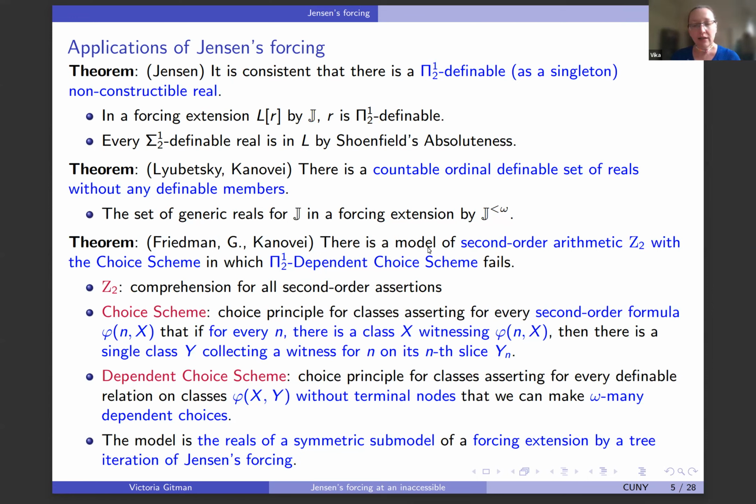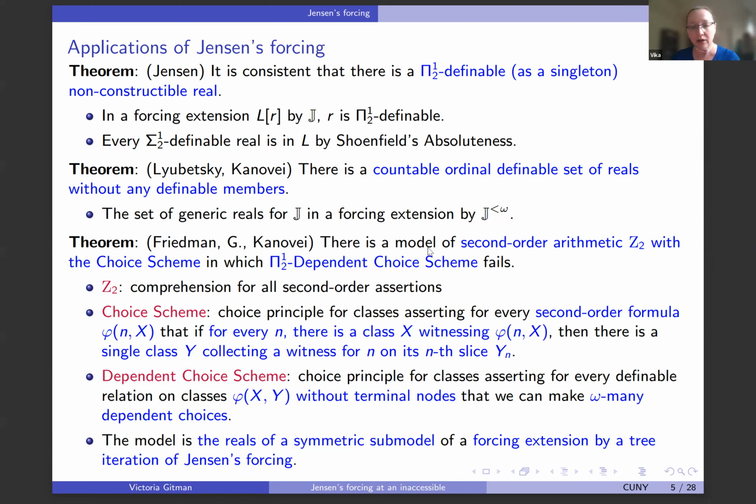Okay, so in second order arithmetic, full second order arithmetic Z2 with the choice scheme. So the choice scheme is stronger than second order arithmetic. And then if you include the choice scheme, then you get Sigma^1_2 dependent choice for free. And then the question would be whether this is optimal.